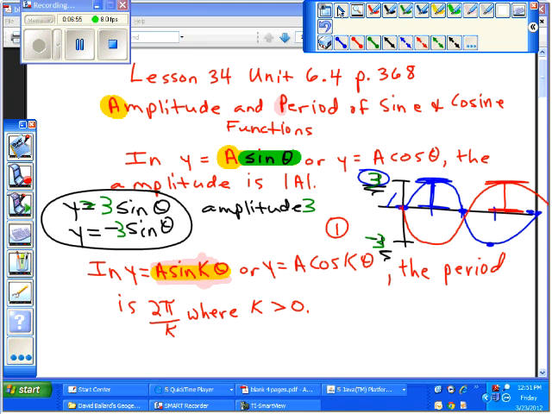So we're putting it in the form of A sine theta, where A represents amplitude, or the thing that would create that. So if amplitude is 3, then A would either be 3 or negative 3, you see. Okay, any questions on that?